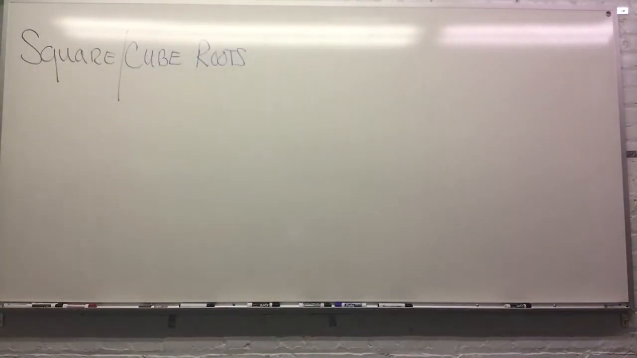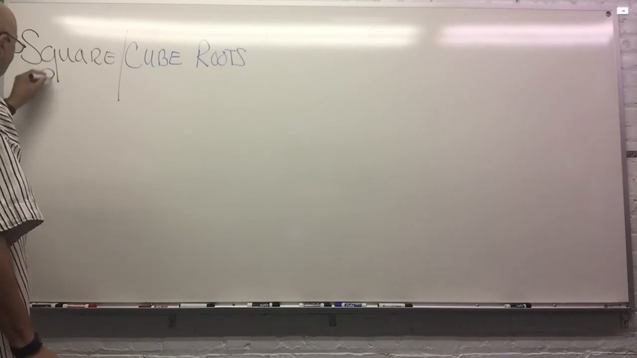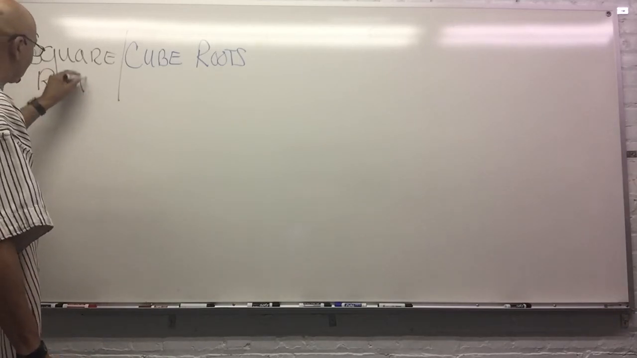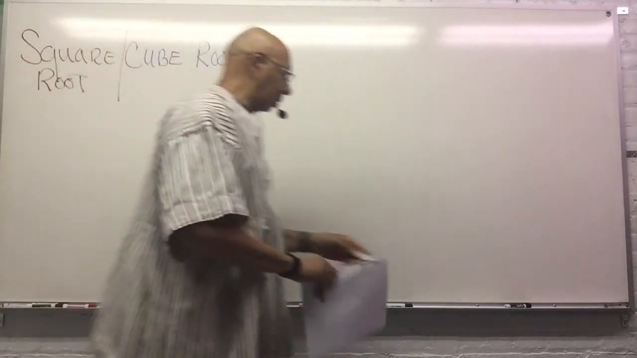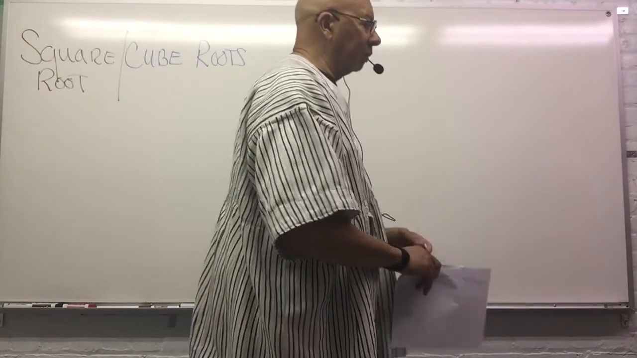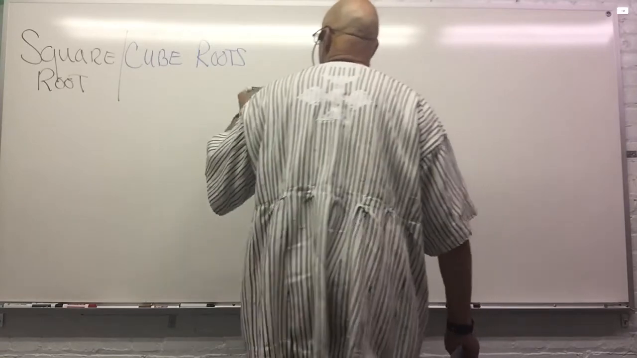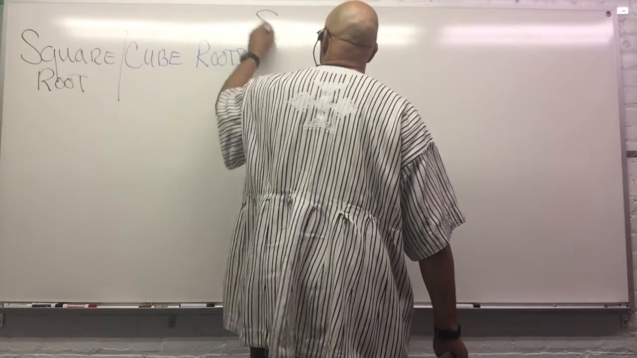So square root is one thing, cube root is another thing. So let's look at the square root first. So let's say we're talking about square root.